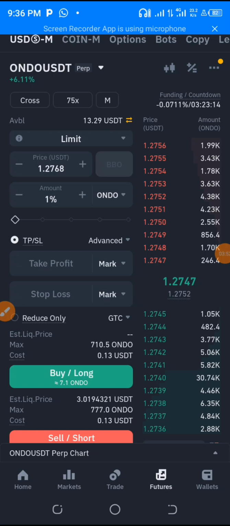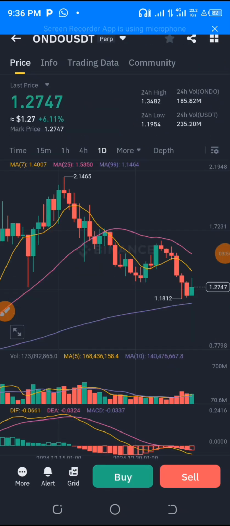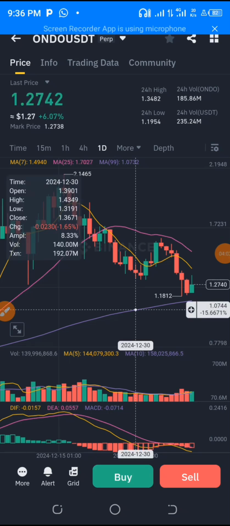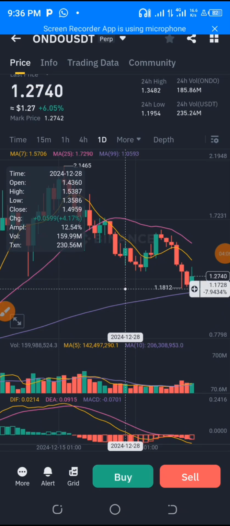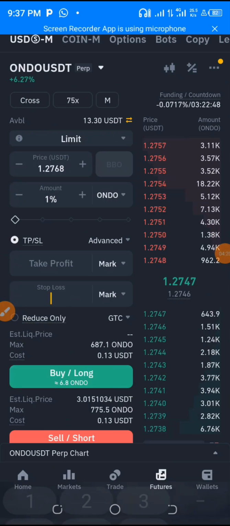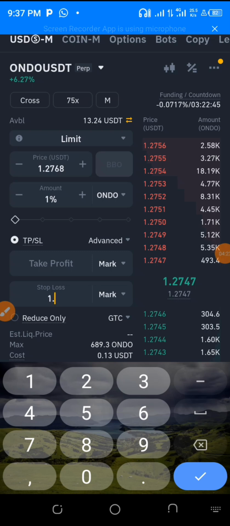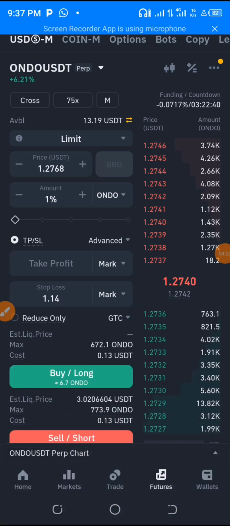So now we will go back to the chart and determine the next point which we can use as our stop order, depending on support and resistance. So let me just say we should put our stop order below this low, 1.14. Yeah, our stop loss, we should put it at 1.14 exactly. So we are good to go.